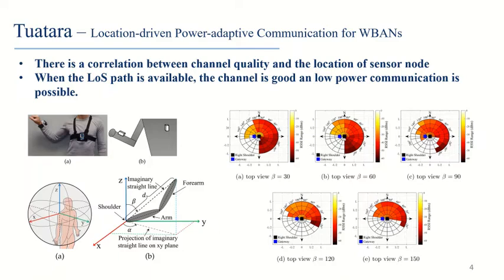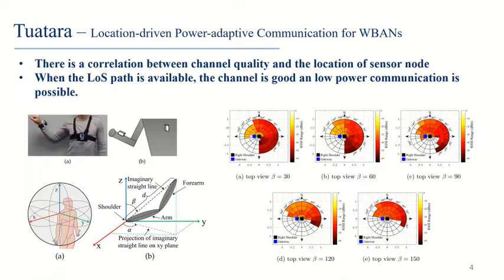But if the wrist is at the back of the body, then the line of sight path between the sensor and the gateway is blocked by a body part. The sensor node knows that because it knows its location, and it can adjust its transmission power, use a high transmit power level, and deliver its packet and achieve a high communication reliability.